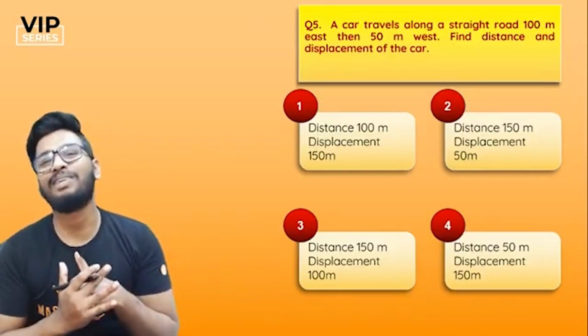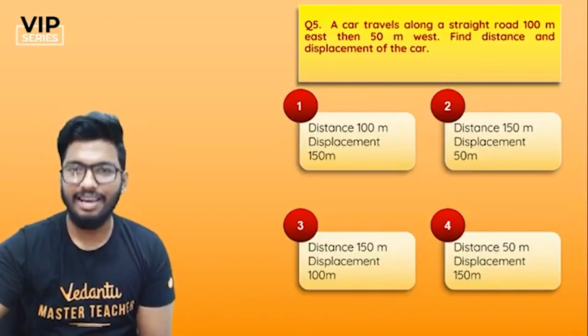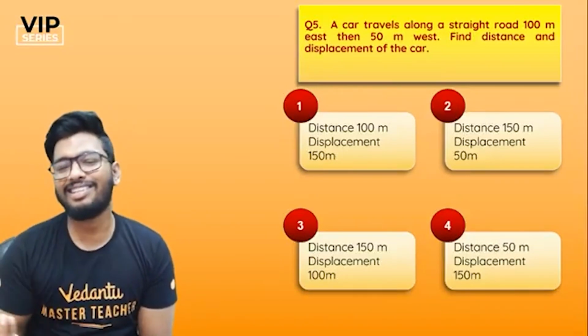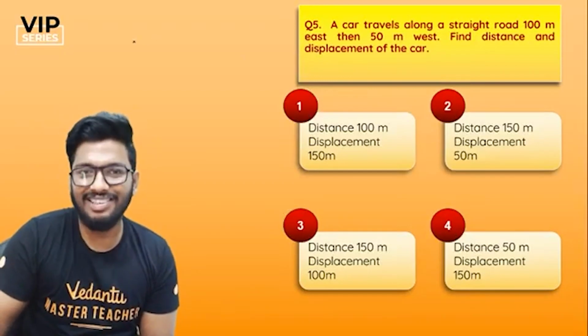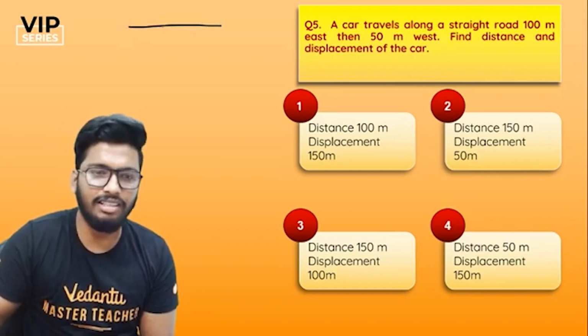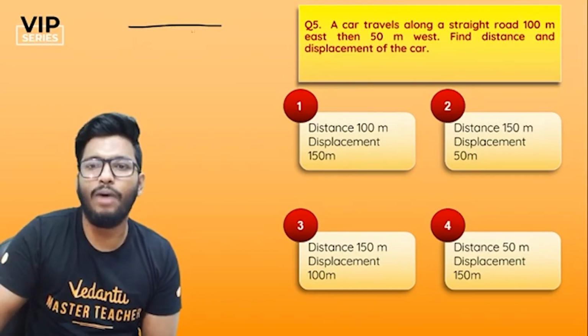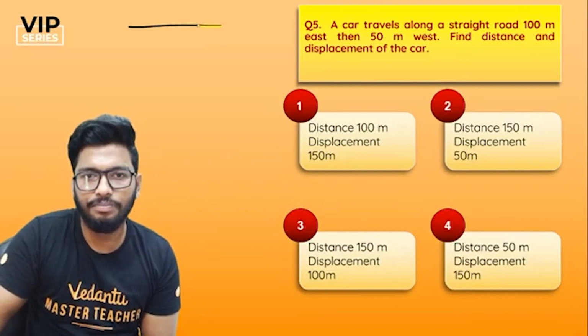This is another easy peasy question. The question is this: a car travels along a straight line for 100 meters east and then 50 meters west. What is the distance and displacement? All right, let's try to do this. First of all, he travels along a straight line for 100 meters. That's east. Then he travels 50 meters towards the west, right? 50 meters towards the west.